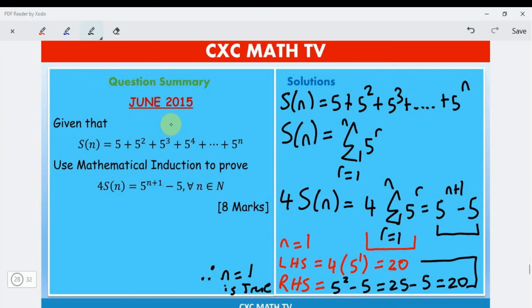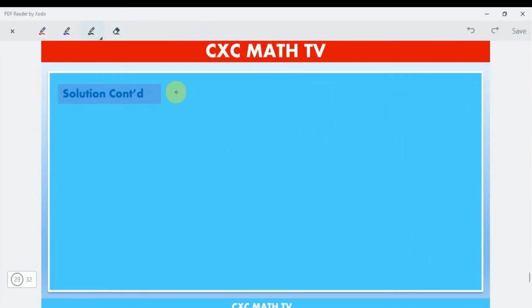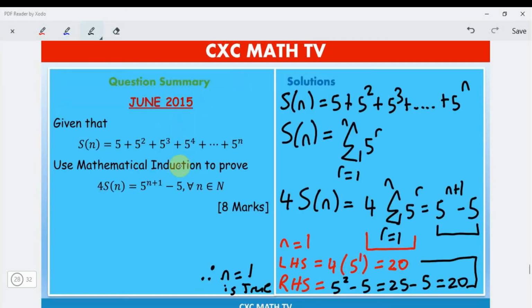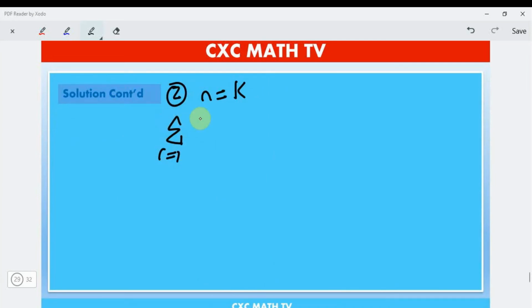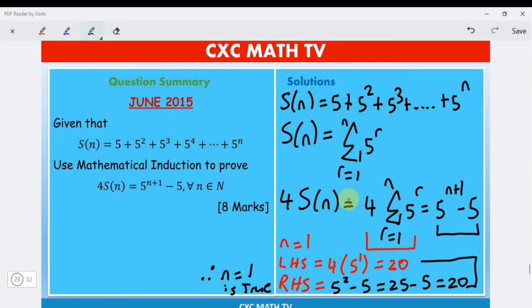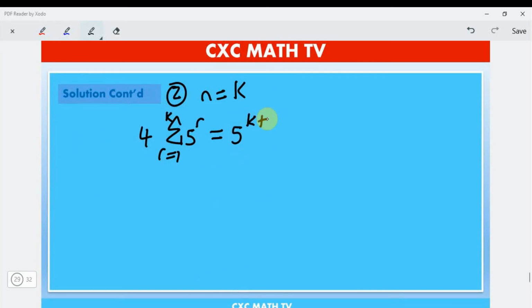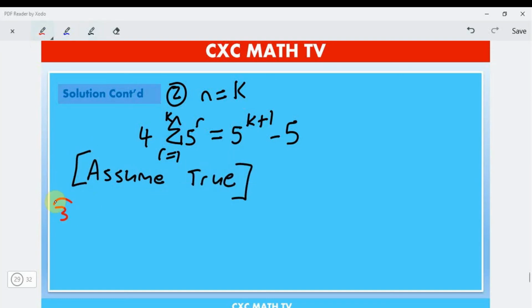Now that n equal 1 is true, let's move on to n equal k. For step 2, n equal k, we have 4 times the sum from r equal 1 to k of 5 to the r is equal to, replacing n with k, 5 to the k plus 1 minus 5. That's what we have, and we're going to assume that this is true. Assume true. Now for step 3, which is n equal to k plus 1.